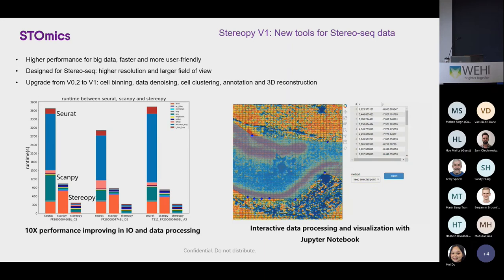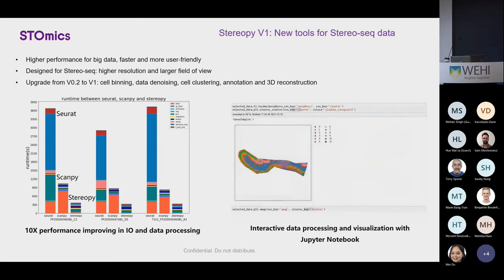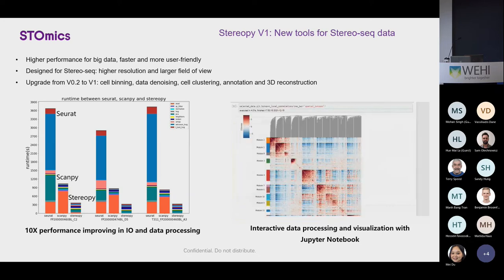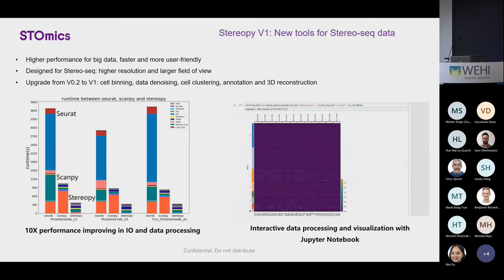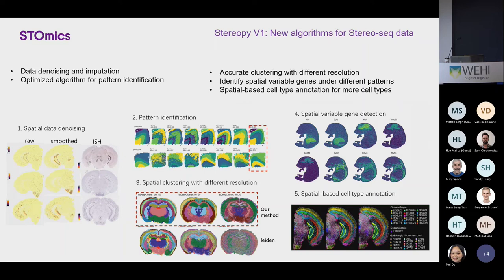And to improve the processing speed, our Python-based toolkit Stereopy has demonstrated a 10 times improvement in performance in input/output and data processing compared to others like Seurat. We'll also be focusing on improving spatial data denoising and pattern identification, as well as improving our own spatial clustering methods with better resolution. For example, for bin 20 clustering over here, our method shows significant improvement over Leiden clustering, and we're also improving spatial cell type annotation.